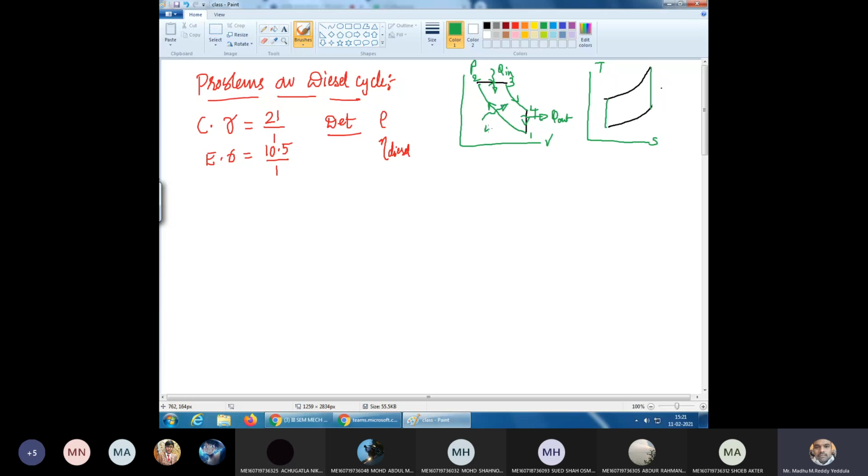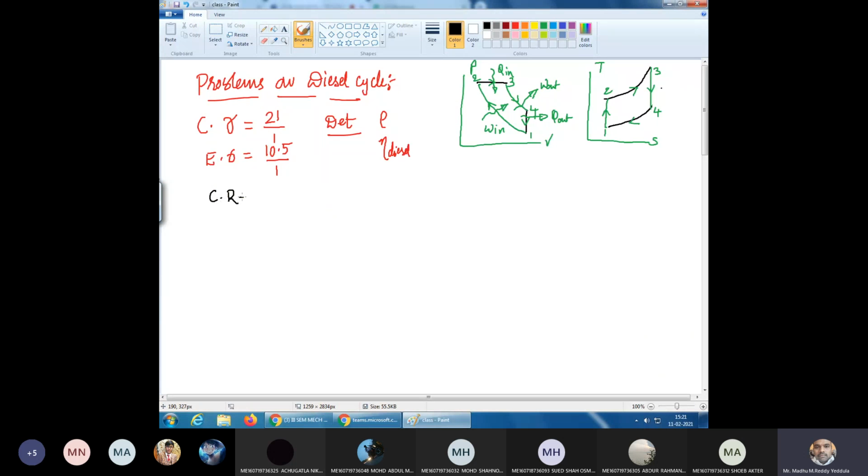During the compression process, work is added. During the expansion process, work is done by the system. 1 to 2 isentropic compression, 2 to 3 constant pressure heat addition, 3 to 4 isentropic expansion, 4 to 1 constant volume heat rejection. Is it okay? PV and TS diagram. Yes, sir. Tell me fast.